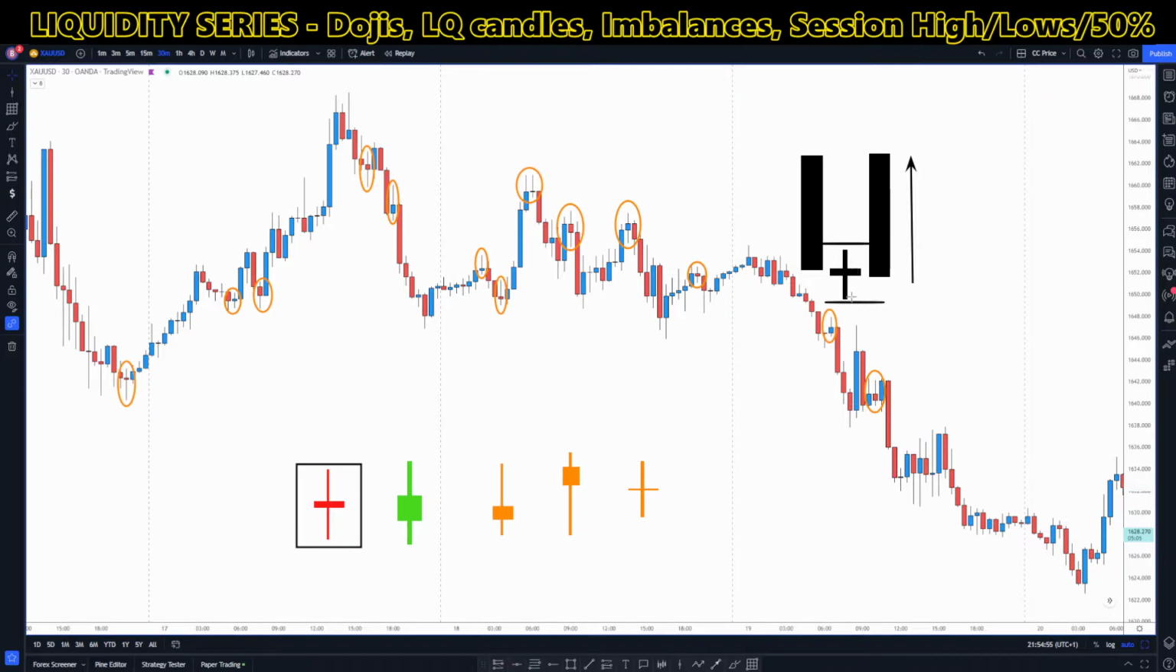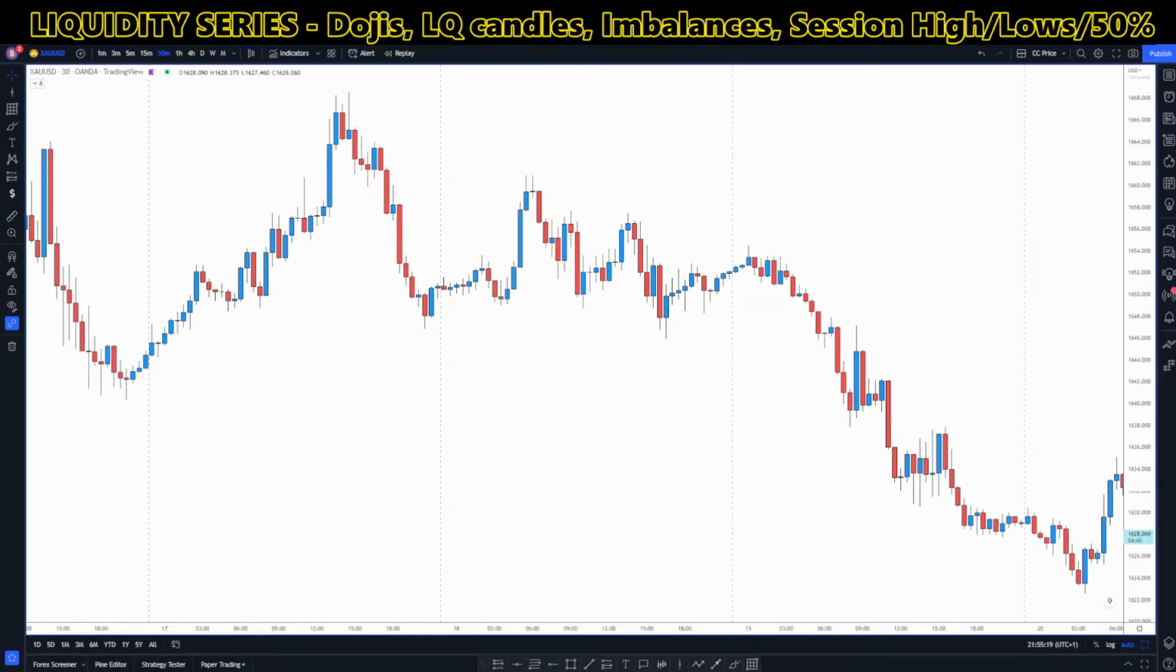Now, this is very common: price will push up, come down, take the stop loss, and then go up. That's one thing I'm looking for. I'm trying to identify where the dojis are in the charts, because that's a place where stop losses and entries are often built around.